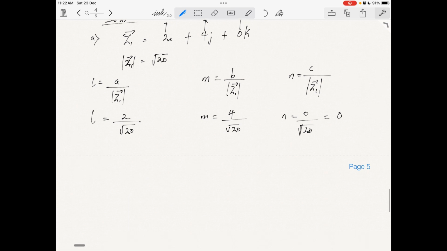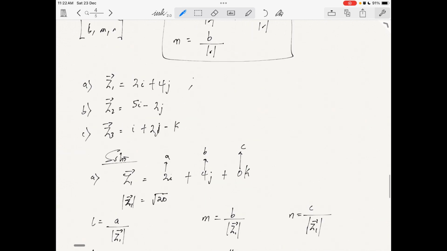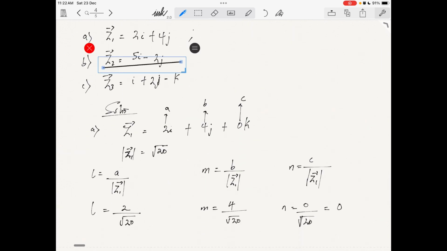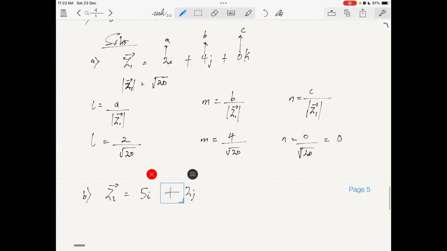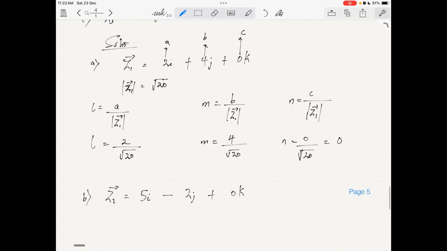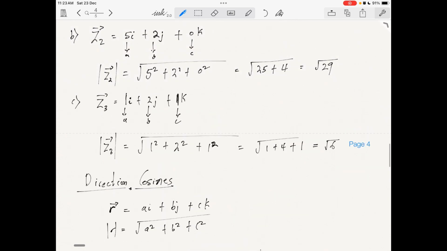So let's pick up the next vector. We have z2, which is 5i minus 2j, now we've changed it to minus, we wanted to spice things up, plus 0k. As usual, this will be our a, this is our b, and this will be our c. Now the modulus of vector z2, which we calculated previously, is root 29.